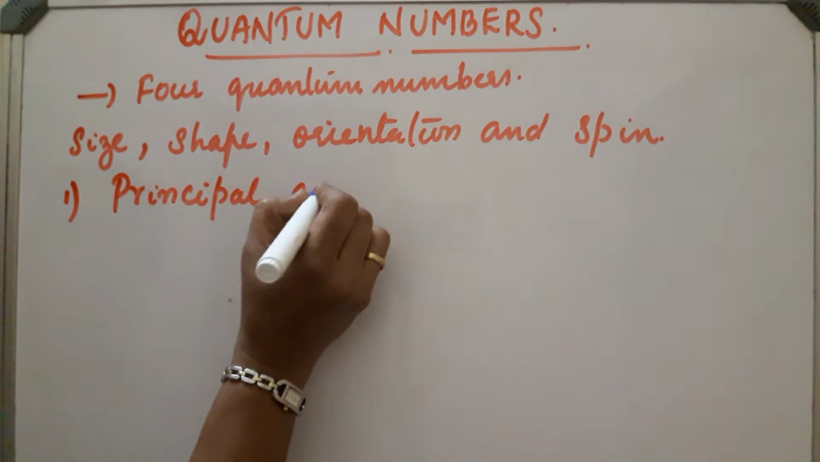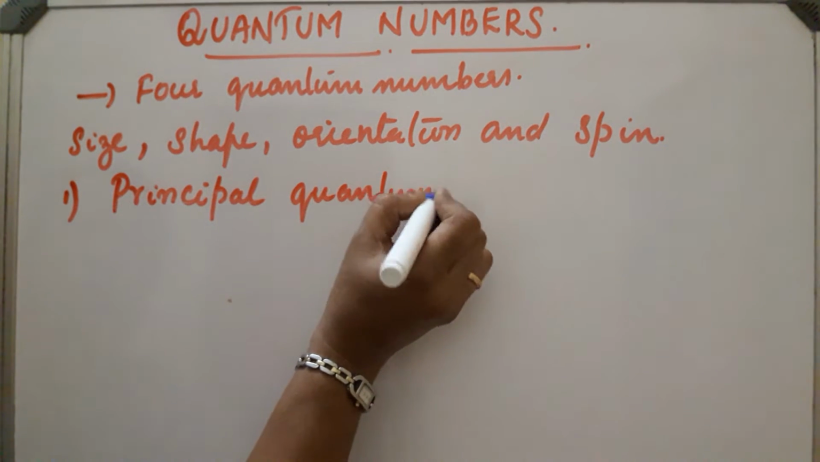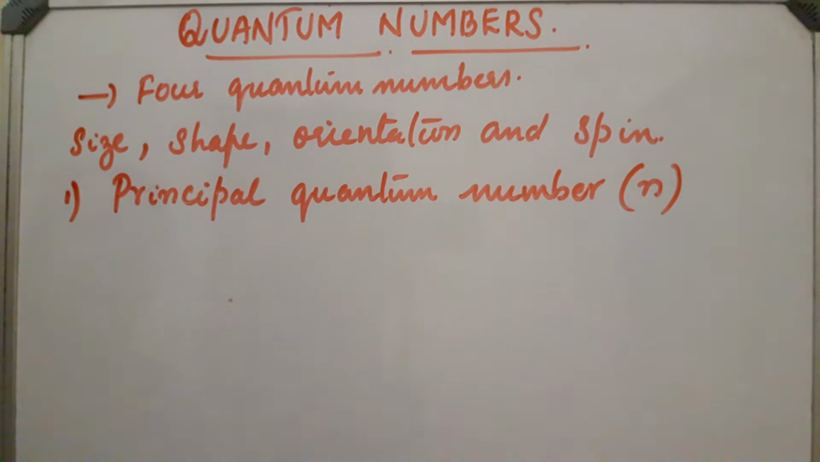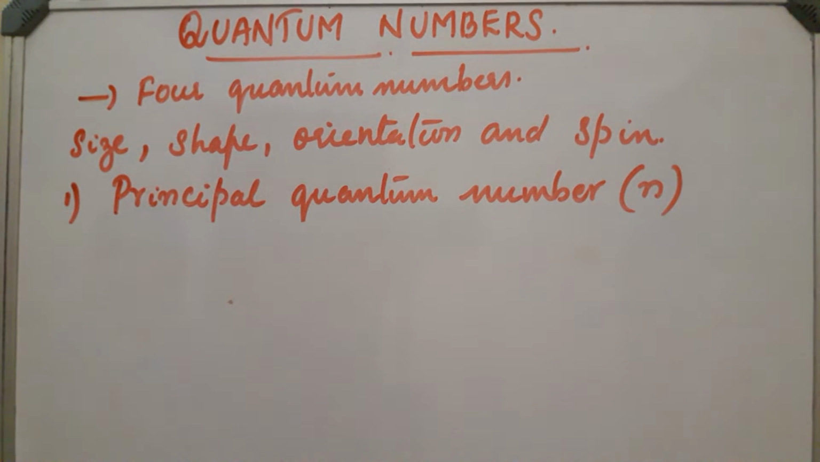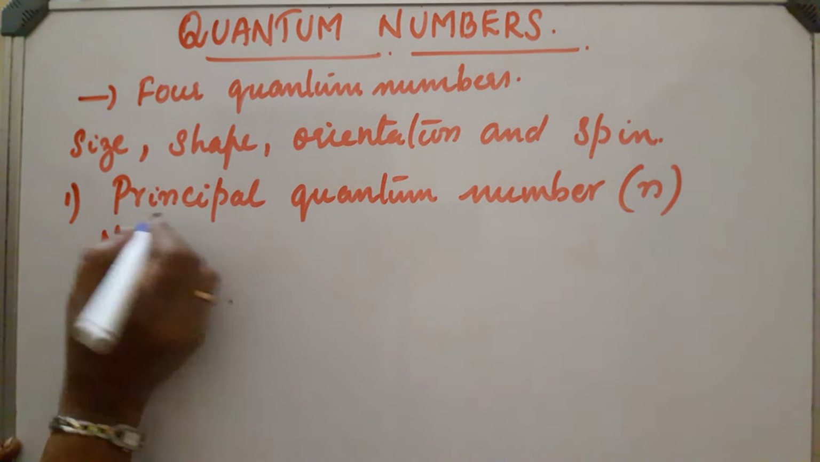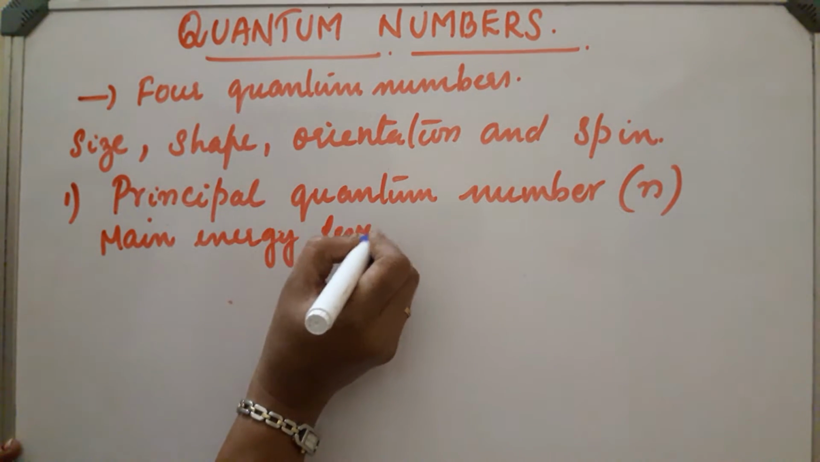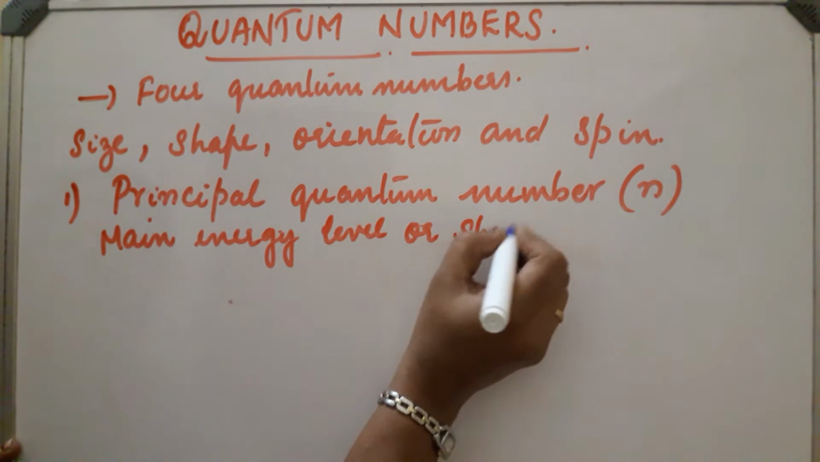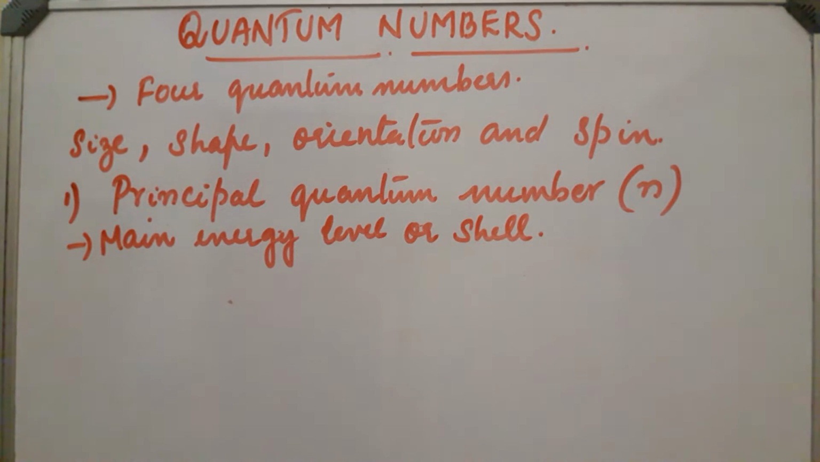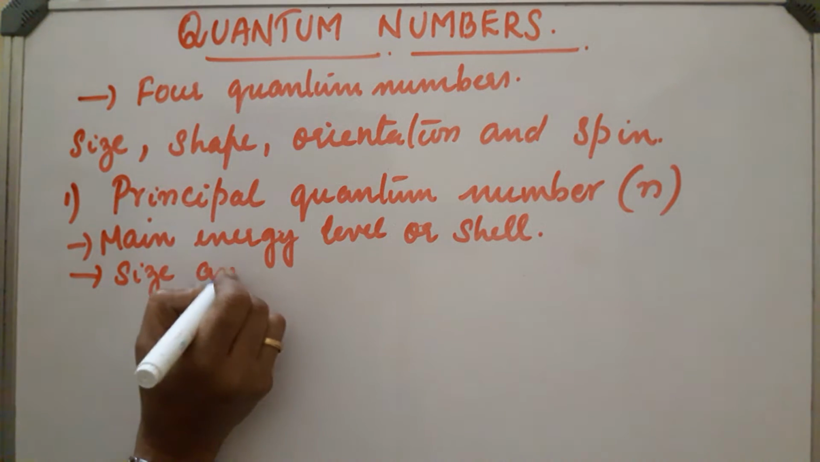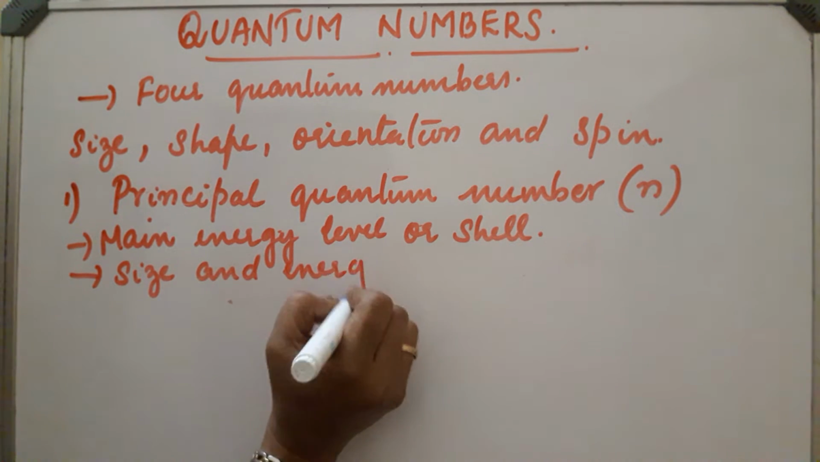Principal quantum number, which is denoted by n. The principal quantum number represents the main energy level or shell in which the electron is present. It is denoted by the letter small n and it determines the size and energy of the orbital.